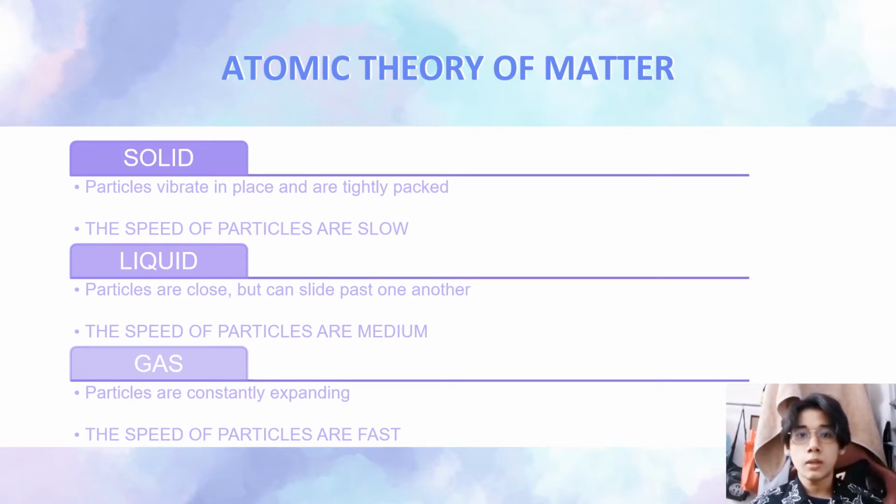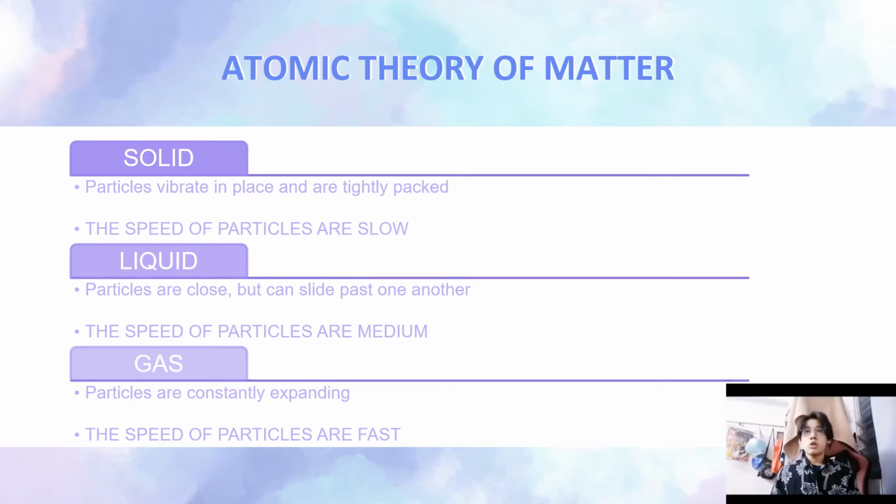So, I will talk about the atomic theory of matter. Basically, matter exists in three states: solid, liquid, and gas. The state of matter is determined by the strength of the bonds between the atoms that make up matter. For example, solid is stronger than liquid.